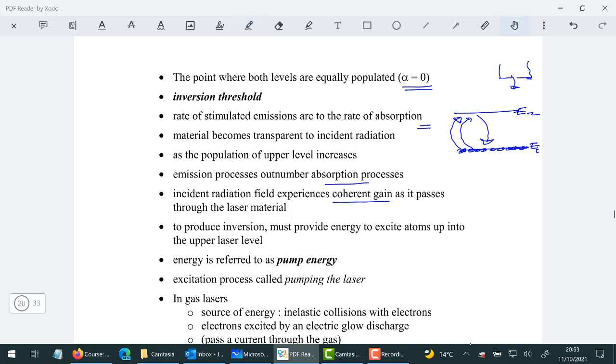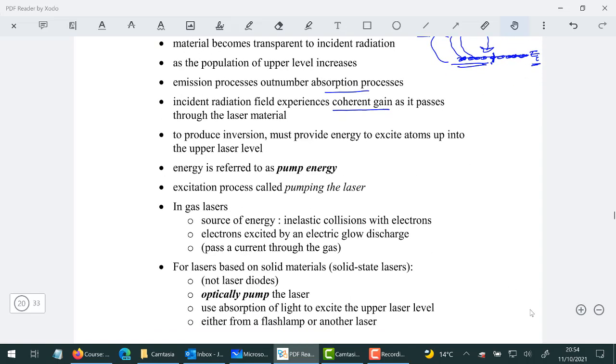In order to get more atoms in level 2 than in level 1, we need to put in lots of energy, because we need to get at least half of all the atoms up into level 2. Okay, so this pumping process, you talk about pumping the laser or using different types of pump energy or a pump source, is to populate the upper laser level.